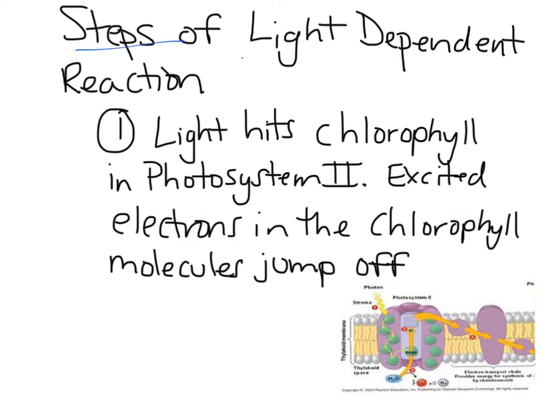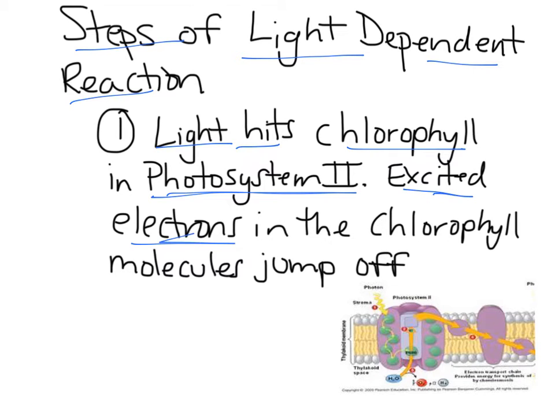So the steps of the light-dependent reaction are as follows. 1, light hits the chlorophyll in photosystem 2. It excites the electrons in the chlorophyll molecules and causes them to jump off. So here we have that light hitting the chlorophyll and then the electron jumping off.